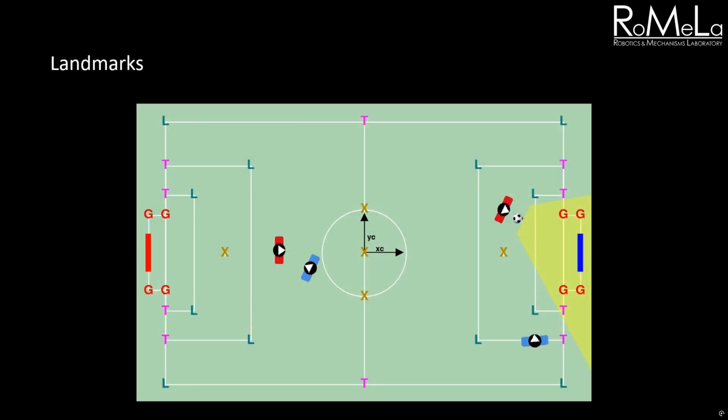These are the types of landmarks that CLAP takes in. T-intersections are represented by a pink T, corners by a green L, goalposts by a red G, and crosses by a yellow X.